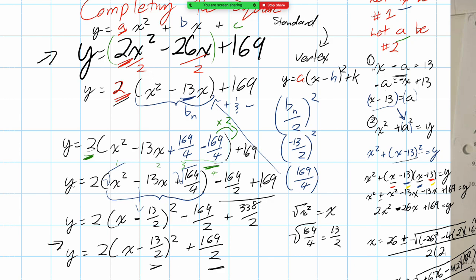And vertex form is good because I can find the x value and the y value of the vertex, and they happen to be the h and the k. And here's our h, so that's 13 over 2, and our k, which is 169 over 2. So we found that really quickly in that question.